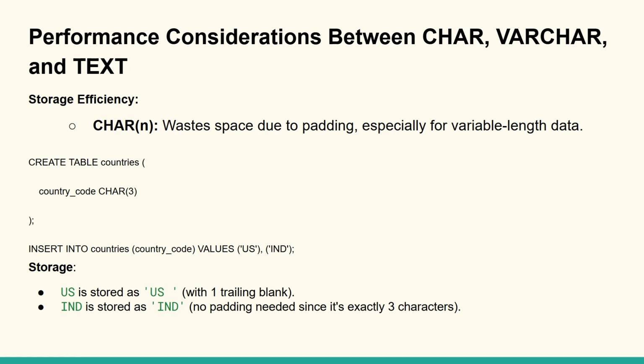Now if I try to insert two values, US and IND, that is India, then US will not be stored as US only. It will add one space after the S and then store it in the database, whereas IND is added as it is with no padding. So what impact will it create? Padding increases storage size unnecessarily when data is shorter than n, leading to inefficiencies in queries and updates.